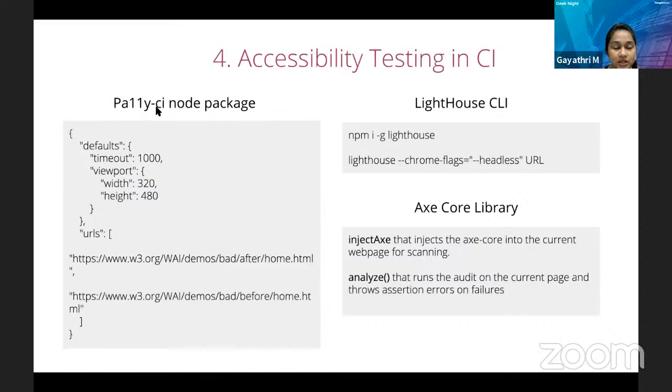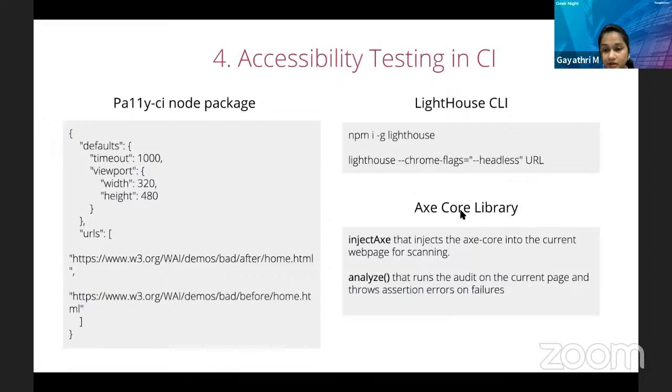So the Pa11y CI node package is available, where we can configure it with the viewport of what exactly is the area that we want the accessibility checks to be run, and also the list of URLs in the website to be run against. So this is a very simple tool which can be integrated with the CI and it will generate a report just like how we saw earlier in the couple of tools. Lighthouse is also providing a CLI version of it. Once again, it's a node package, and all we have to do is run this command and it generates the same report that we saw earlier in Chrome.